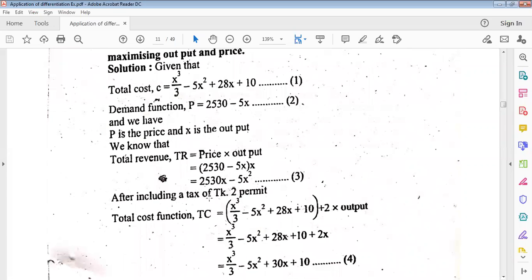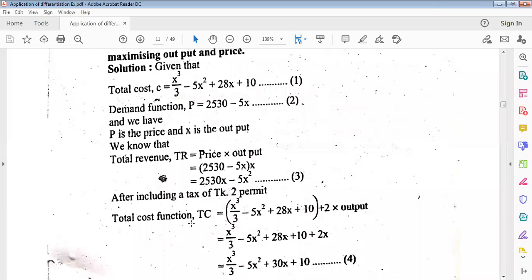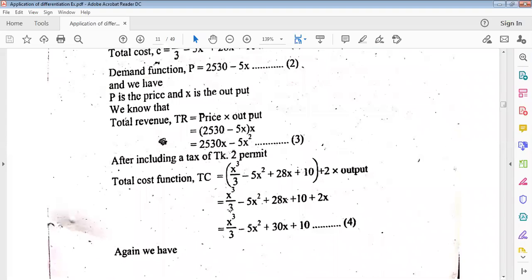Now after including a tax of taka 2 per unit, that means just adding 2 taka tax. This is why we have to add 2 with the total cost. Total cost, this was given, plus 2 multiply output. x cube by 3 minus 5x square plus 28x plus 10 plus twice x. Twice x, why? 2 multiply output. Output was x. Therefore, we get x cube by 3 minus 5x square plus 28x plus twice x, what? Only 30x plus 10. This is equation number 4.